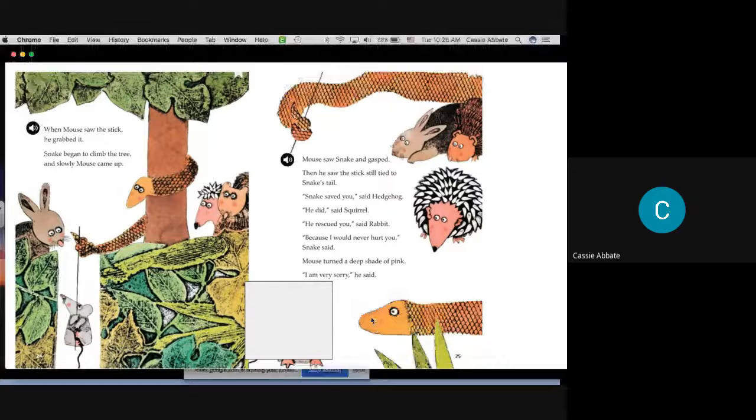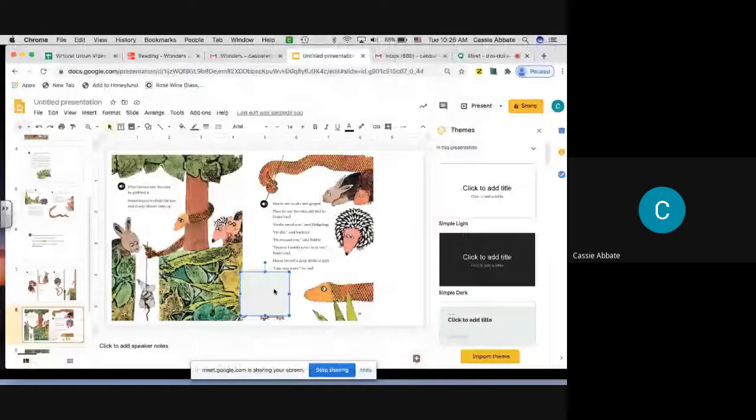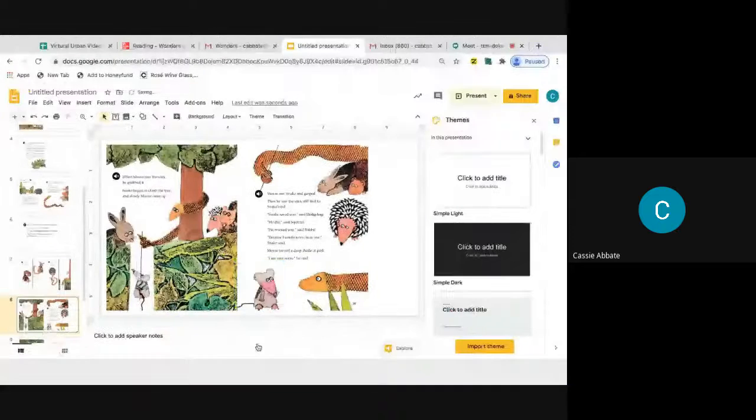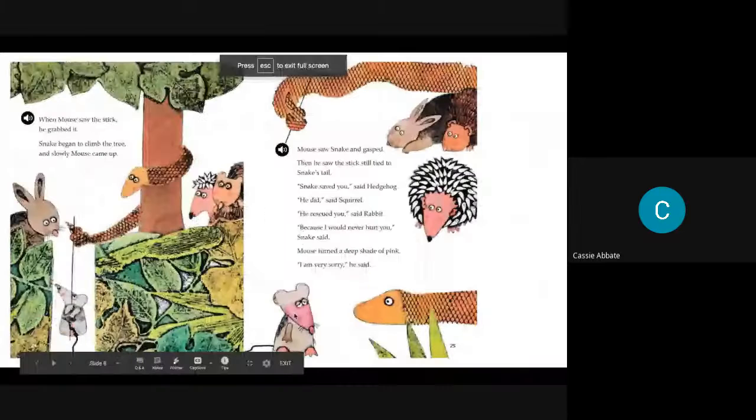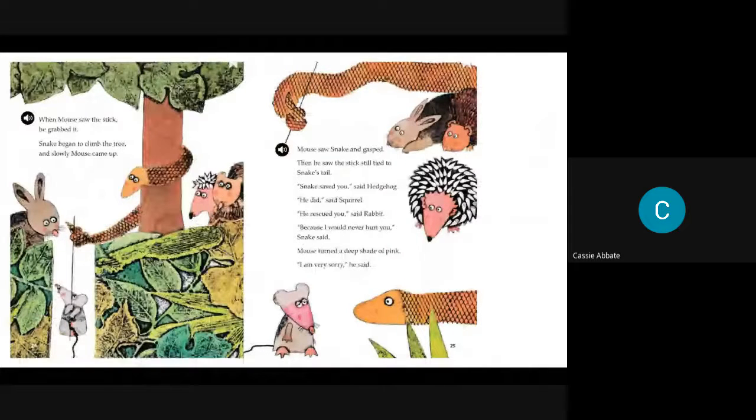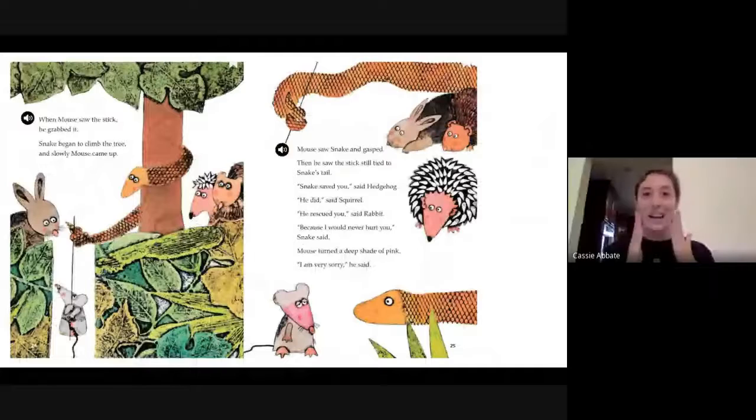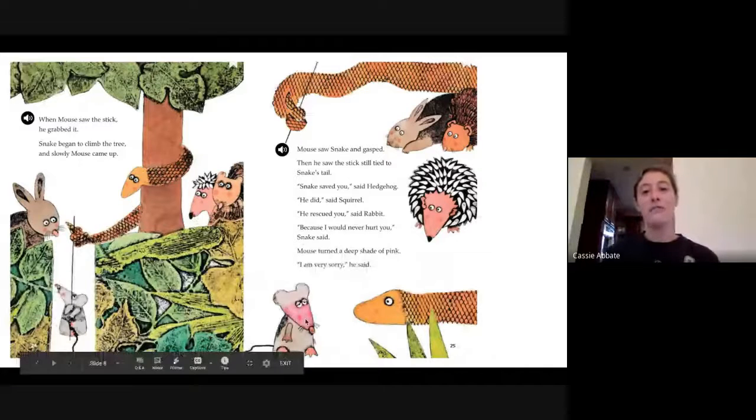It said Mouse turned a deep shade of pink. So that's a way of saying embarrassed. When you get embarrassed, your cheeks may turn red, they may turn pink. Sometimes, if your teachers call you up to the front of the class and you're a little bit shy, you'll start getting blushed. So Mouse is embarrassed. He feels silly, right? He feels silly for being afraid of Snake this whole time.